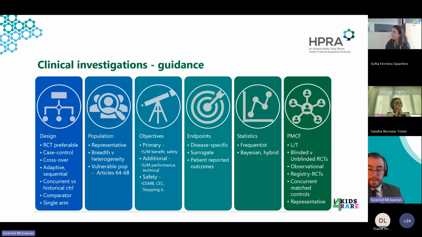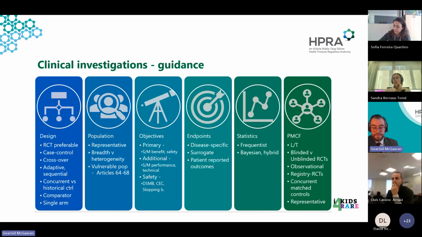The choice of comparator and control is discussed in our guidance, and while concurrent matched controls are preferred if possible, the choice of comparator arm may be challenging in the absence of alternatives. State-of-the-art and sham may be appropriate controls, and there may be situations where comparing patients to historic controls might be the most appropriate approach. In some circumstances, a single-arm observational study might also be acceptable.